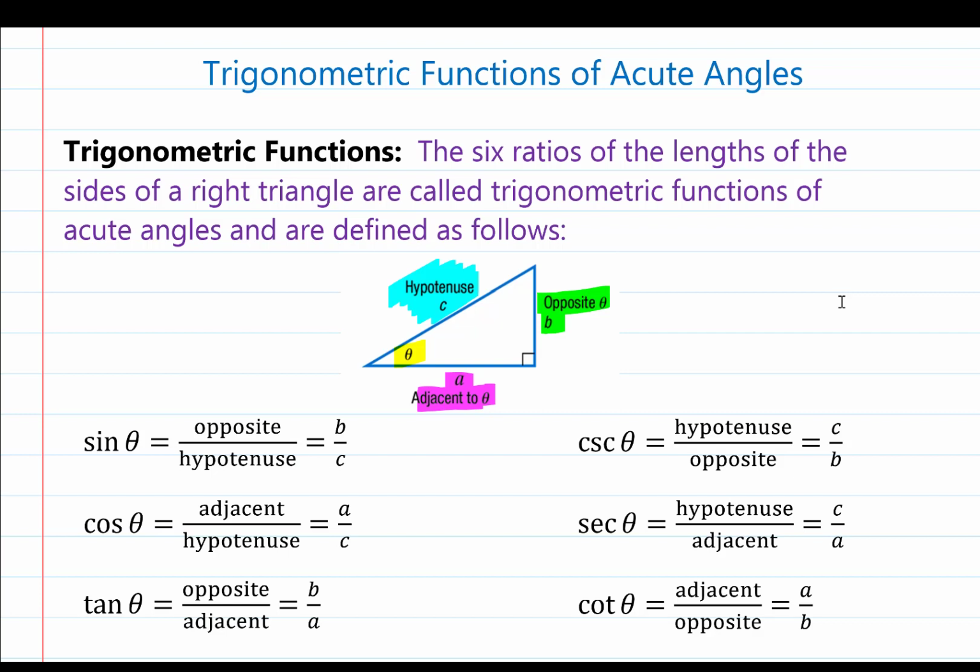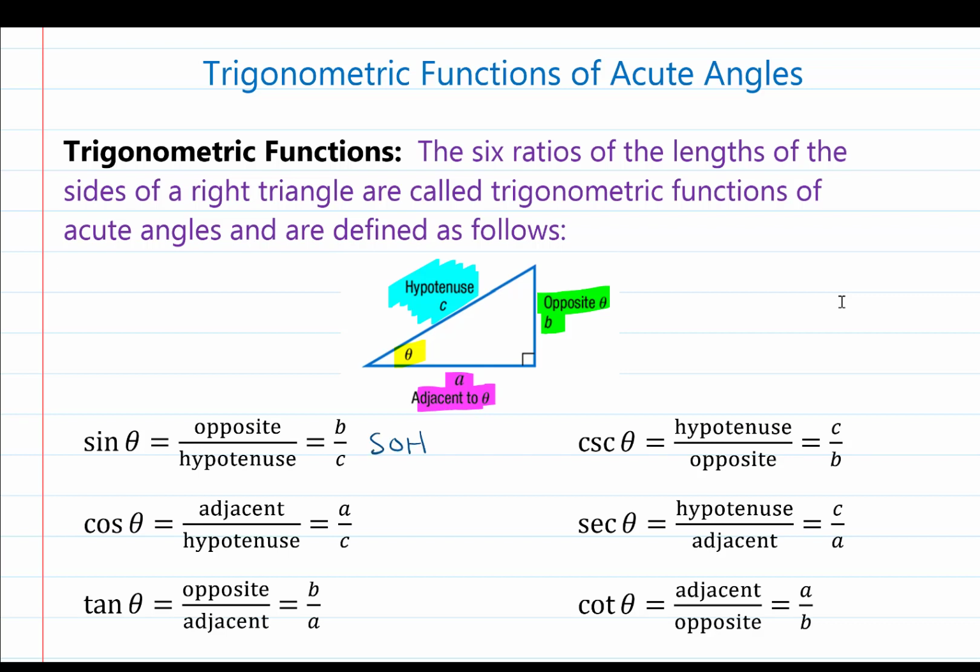Tangent of angle theta is equal to the opposite side over the adjacent side, which is equal to the ratio of b over a. Cosecant of angle theta is equal to the hypotenuse side over the opposite side, which is equal to c over b. Secant of angle theta is equal to hypotenuse over adjacent, which is equal to c over a. And finally, cotangent of angle theta is equal to adjacent side over the opposite side, which is equal to a over b.